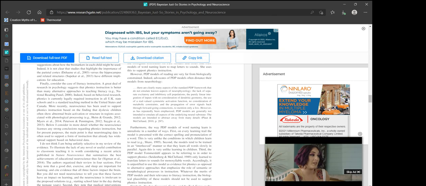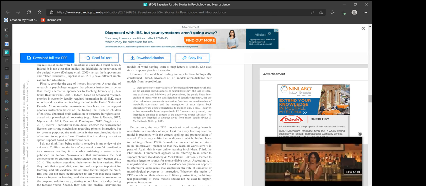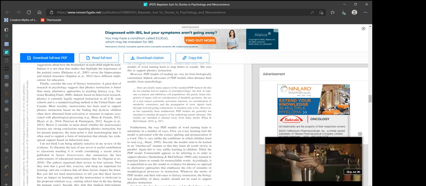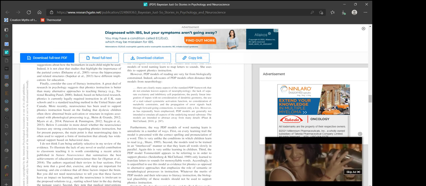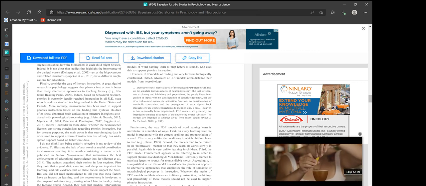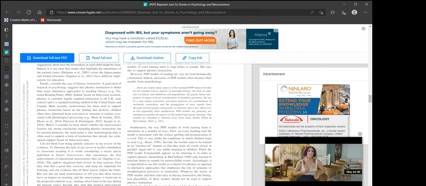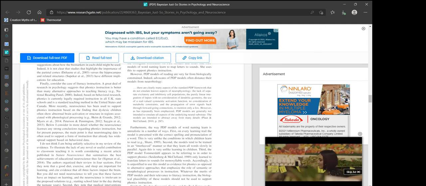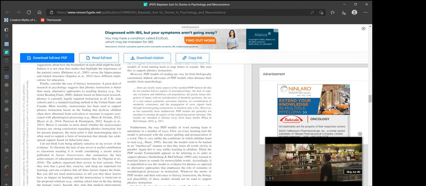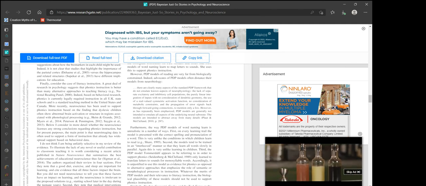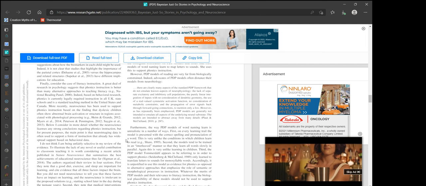More recently, neuroscience has been used to support phonics instruction based on the finding that dyslexic children often show abnormal brain activation or structure in regions associated with phonological processing. Below, I consider in more detail whether the neuroscience licenses any strong conclusions regarding phonics instruction, but for present purposes, the main point is that neuroimaging data is often used to support a form of instruction that already has widespread support based on the behavioral data.